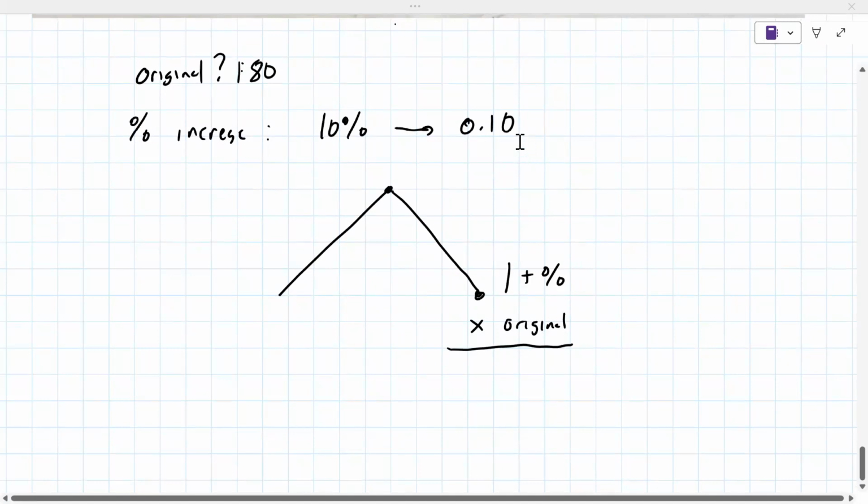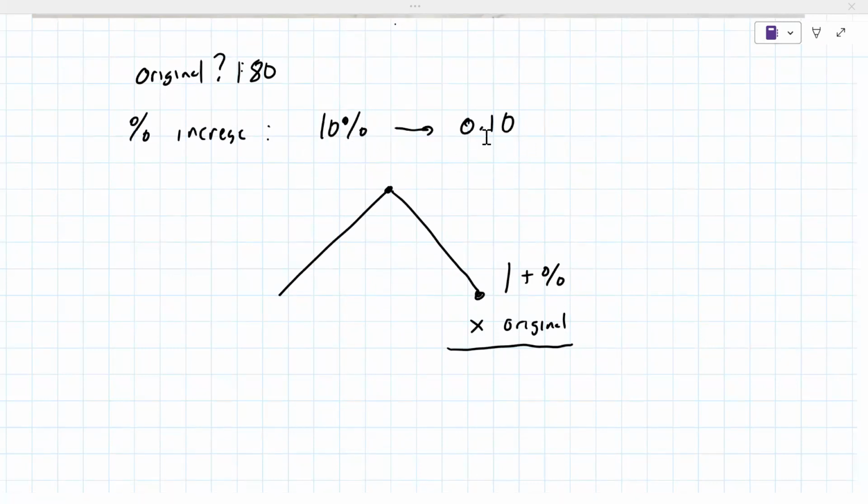What is your percent? 10. Convert it to a decimal, so you add 0.1 to 1, multiply by the original. What's the original? 180. Okay, there you go. You got everything you need.